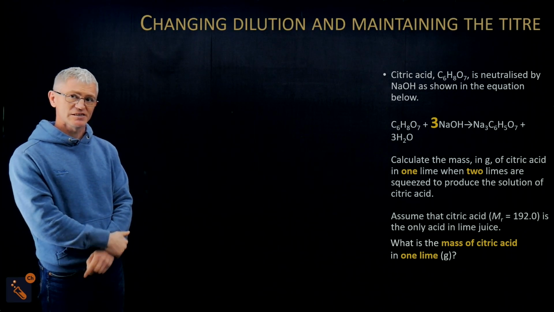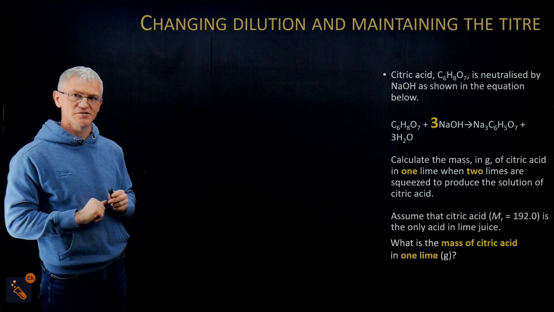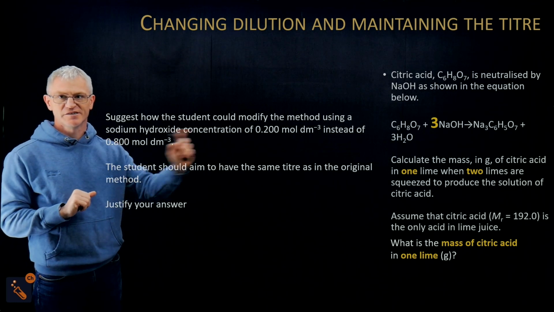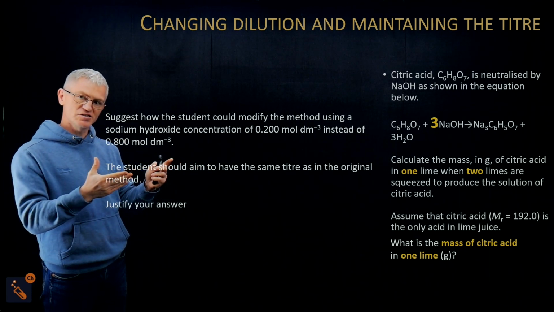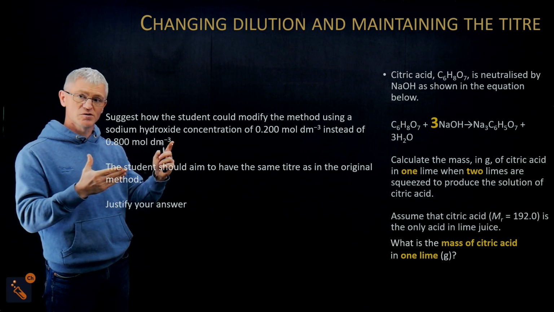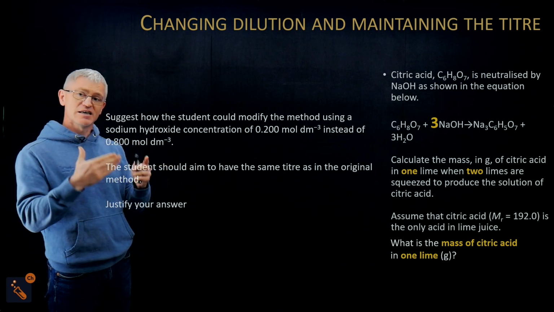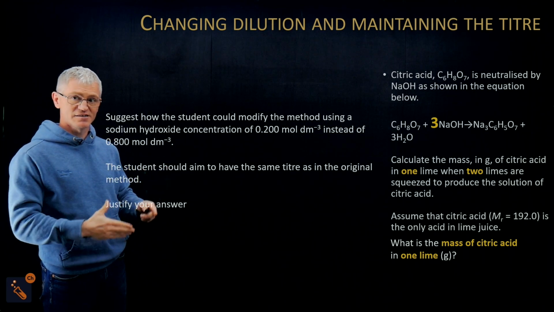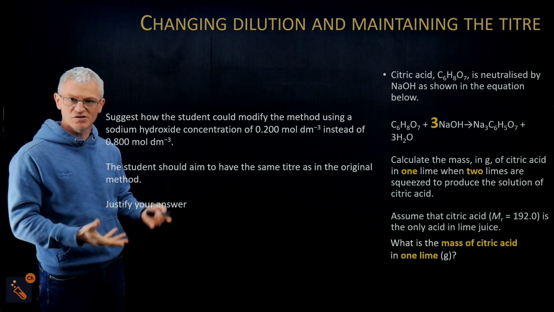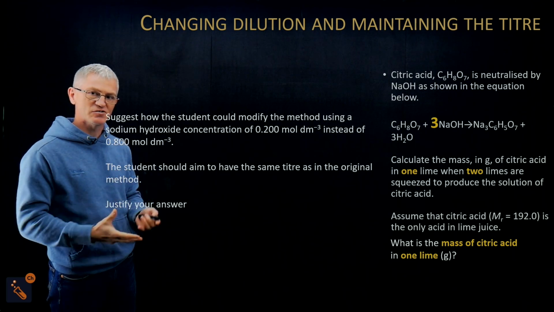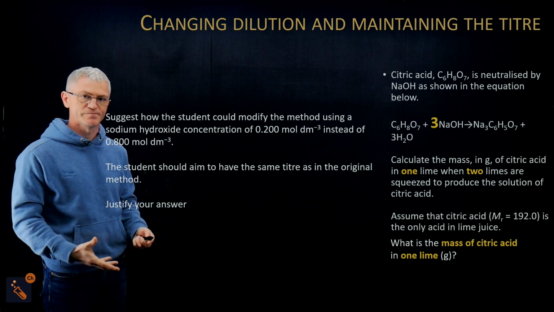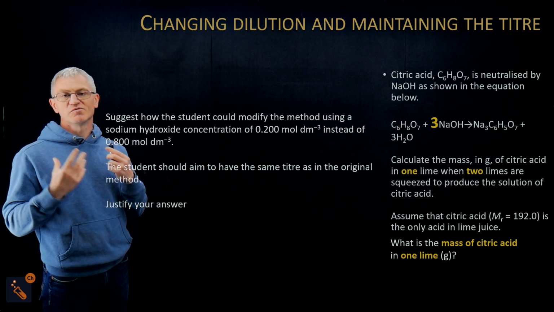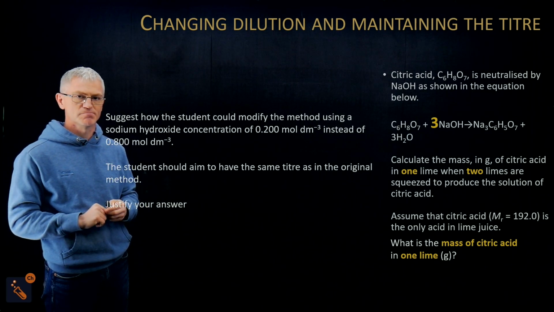Next part of this question is changing the dilution and maintaining the titre. So they changed the concentration from 0.8 to 0.2. That is a factor of 4 difference. So if you're changing the concentration of the sodium hydroxide by 4, then if you want the same titre, you have to make sure that the citric acid has been divided by 4. So what methods can you do to divide the amount of moles of citric acid by 4? Now, just to remind you, the original solution was done in 250 centimetres cubed.